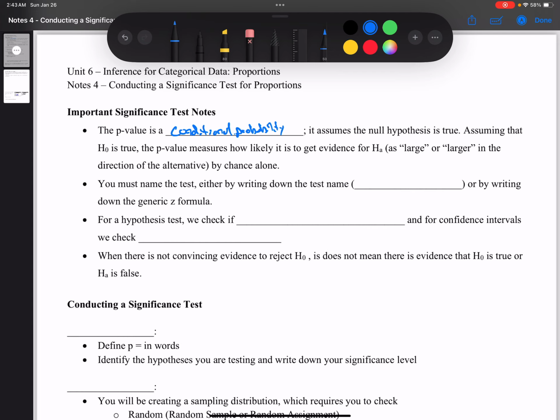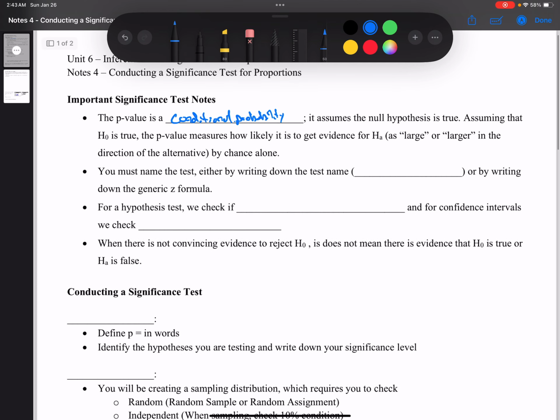Assuming that the H naught is true, then the p-value measures how likely it is to get evidence for our alternative, okay? Because remember, we're testing for our alternative. And we want to look to see if it is as large or larger in the direction of the alternative. Okay, and we determine whether it's by chance alone or something else is at play.